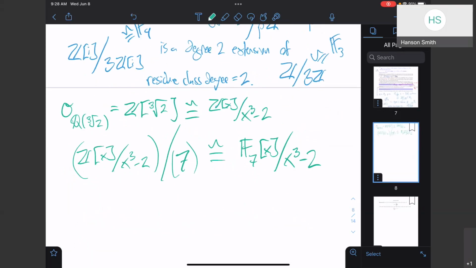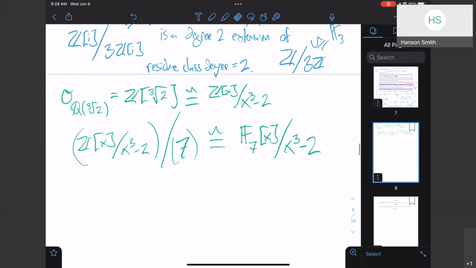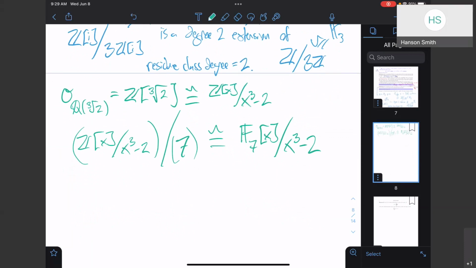Great. So if I have a cubic polynomial and it's reducible, it has a linear factor, right? It has a root. So I can just test and look at all the cubes mod 7 and see if any of them cube to be 2. And y'all can see I set myself up with some examples.